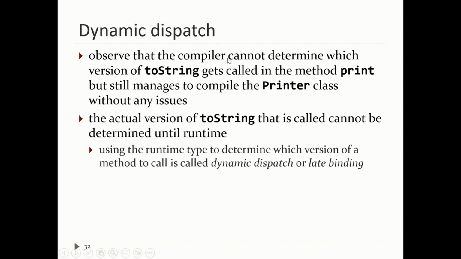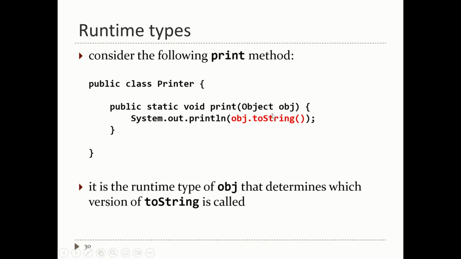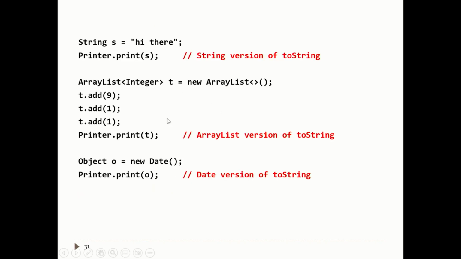So the compiler back here, your compiler will compile that class no problem. It says, okay, there's an object, obj is a big O Object. Big O Object has a toString method, so this is fine. So your compiler happily compiles that. It's not until runtime here where the actual version of toString gets called.